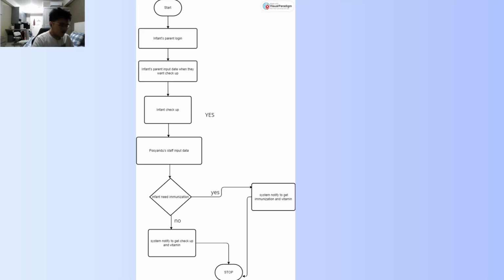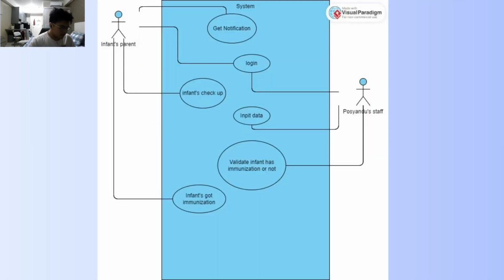This is the use case diagram for our project, with the stakeholders infant's parent and POSYANDU staff. The first activity is login, and the activity is done by two stakeholders. Input data and validation is done by POSYANDU staff. Infant's parent will get notification, do infant check up, and the infant gets vitamin or the immunization.